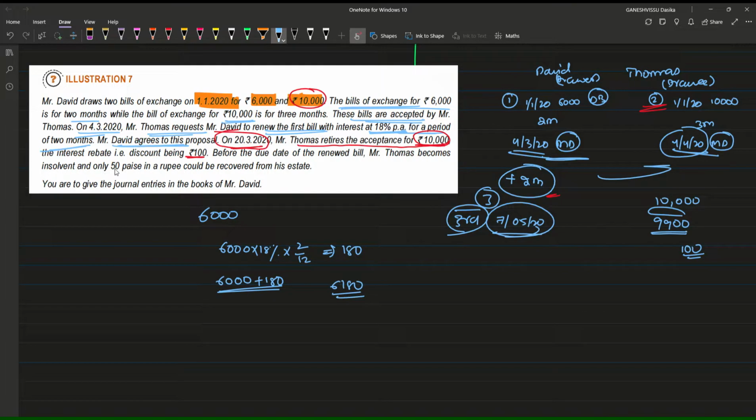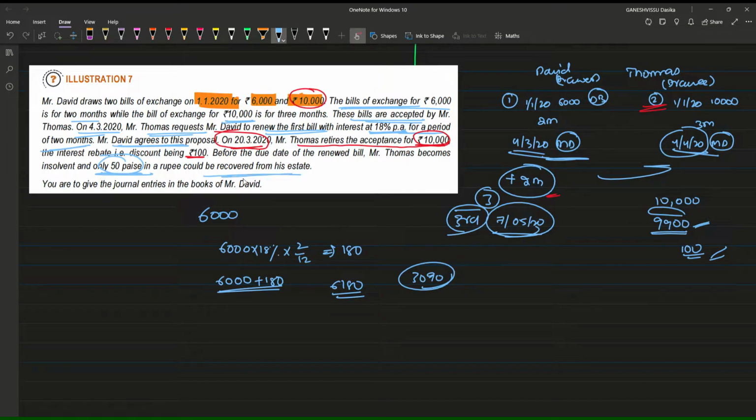Before the due date of the renewed bill, only 50 paisa in a rupee could be recovered. That means 3,090 has been recovered from his estate, and 9,900 rupees has been paid by Mr. Thomas to Mr. David. You will get some laugh here. He can pay 9,900, but he cannot pay 6,000. That is the logic here.